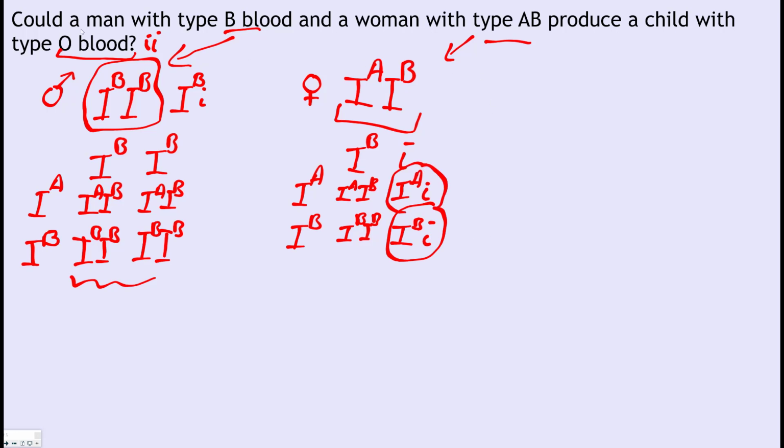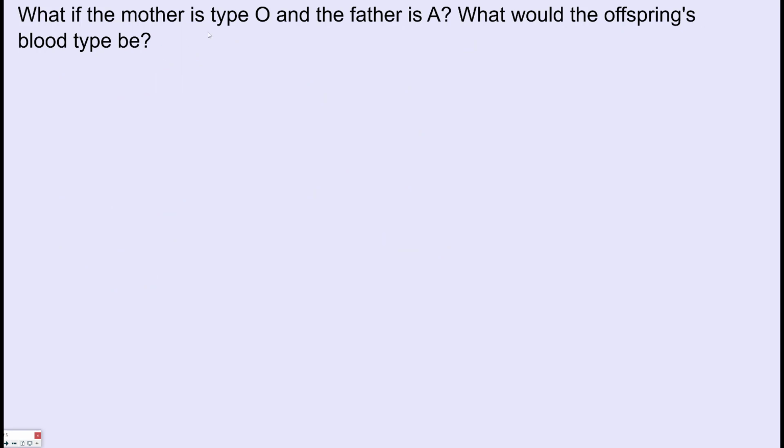So the answer to the question would be no, they cannot have a child with type O blood. So let's look at the next one. What if the mother is type O and the father is type A? So let's look at this.